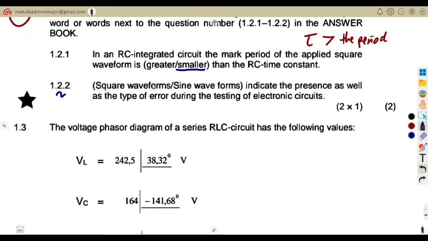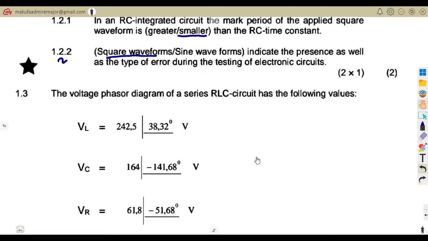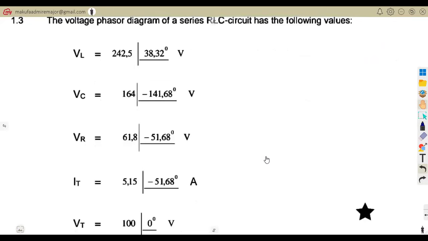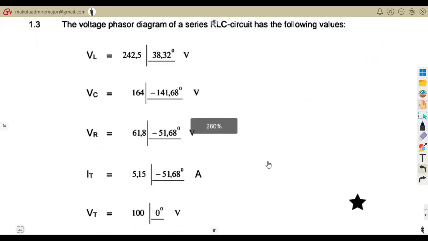Then on 1.22, the square waves or the sine waves indicate the presence as well as the type of error during the testing of electronic circuits. Which one between the square wave and the sine wave? That one is for a square wave. The square waves are the ones that indicate the presence as well as the type of error during the testing of electronic circuits. So that was the part of your theory there. So guys, go through your textbooks, and also understand how they try to explain that.